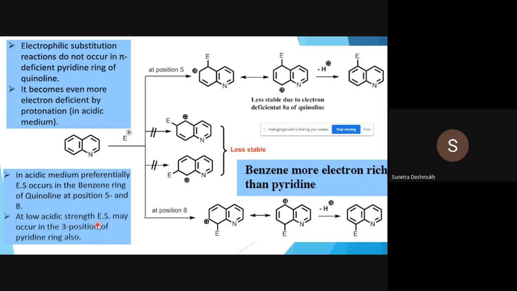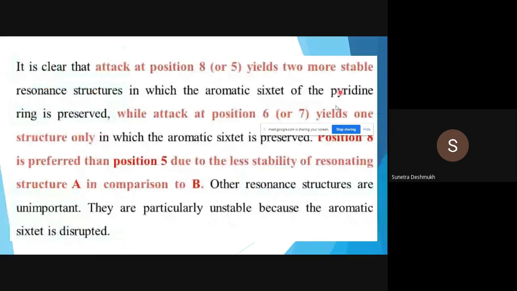At low acidic strength, electrophilic substitution may occur in the third position of the pyridine ring. Okay, so we'll see now at low acidic strength how the electrophilic substitution occurs in the pyridine ring. Now some explanation I have given here. It is clear that attack at position 8 or 5 gives two more stable resonance structures in which the aromatic sextet of the pyridine ring is preserved.